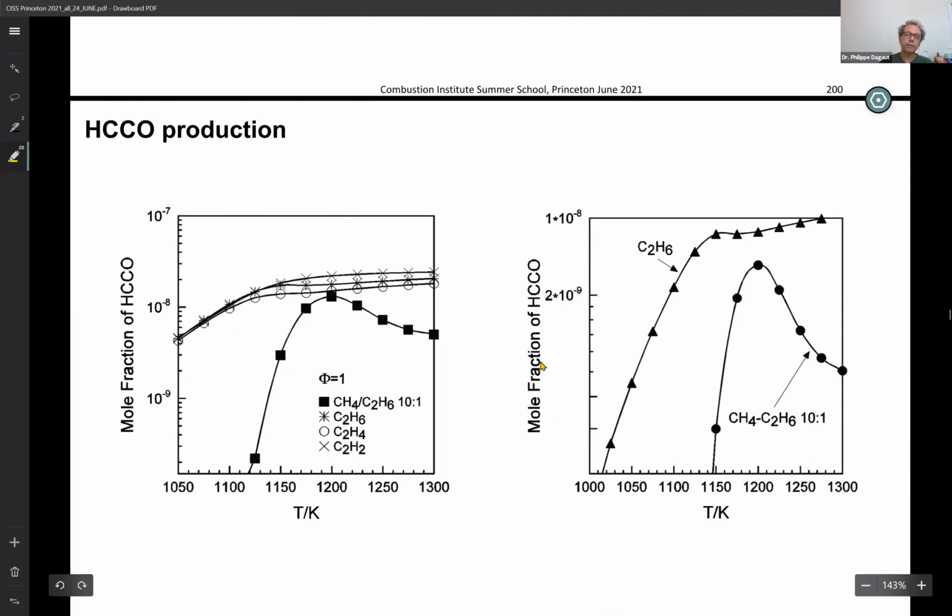And if we look at the formation of HCCO through the oxidation of different fuels, this is only computations. You can see that in the case of a natural gas surrogate, the mole fraction of HCCO peaks around 1200 K, and below it's a sharp increase. But in the case of the C2 fuels, the formation of HCCO occurs at much lower temperature. That can be seen here with ethane compared to the natural gas surrogate.